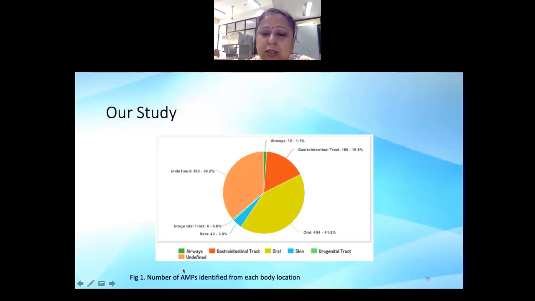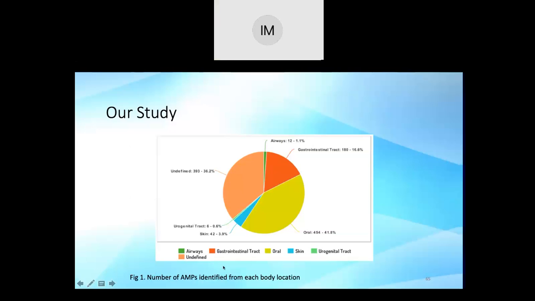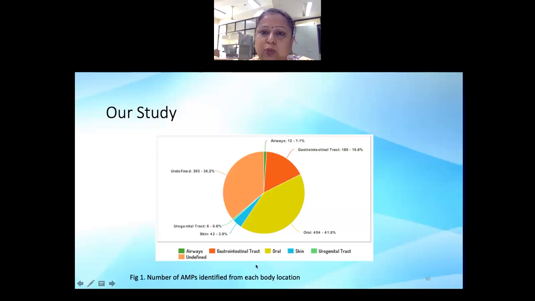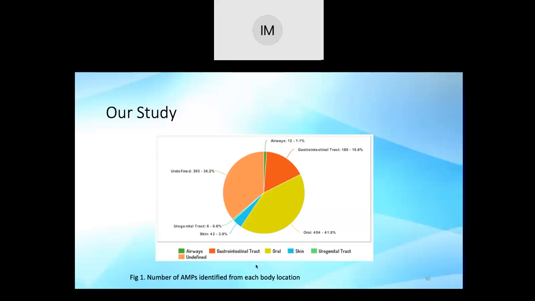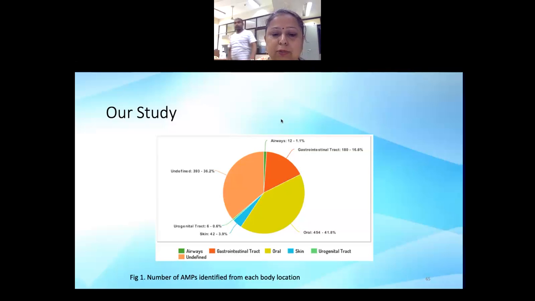So we identified a number of antimicrobial peptides from each body location, ranging from airways to GI tract to oral buccal cavity, skin, and urogenital tract.